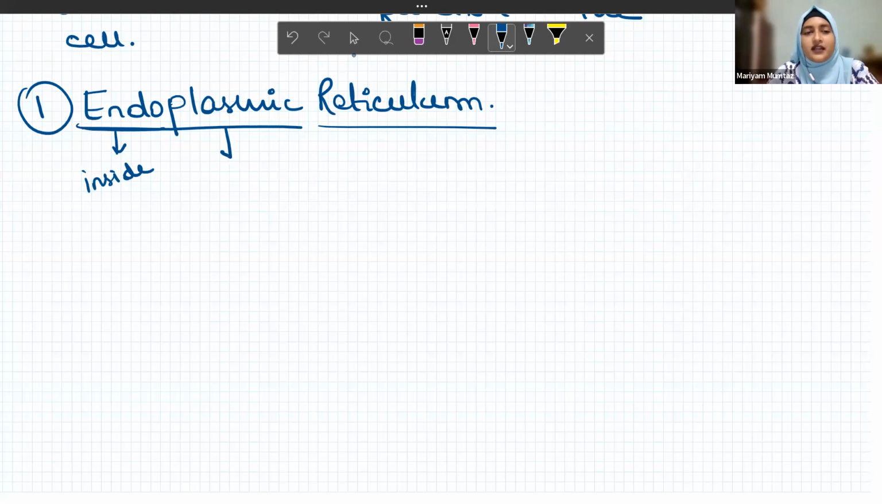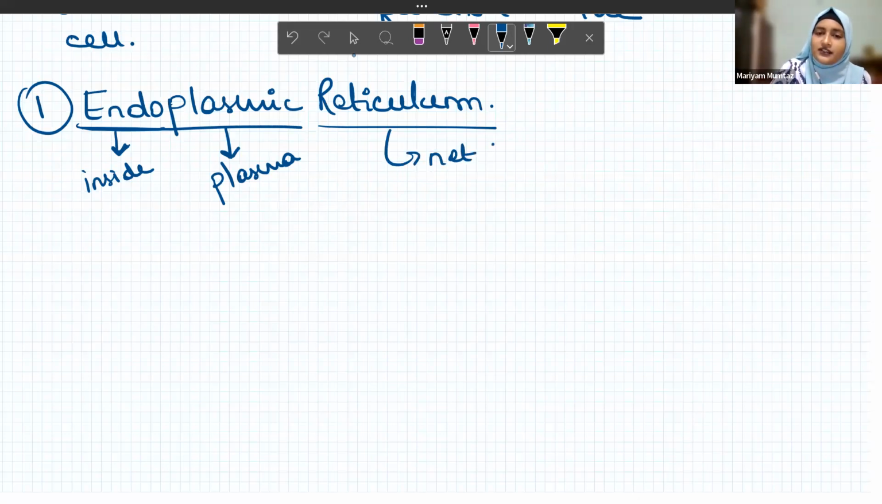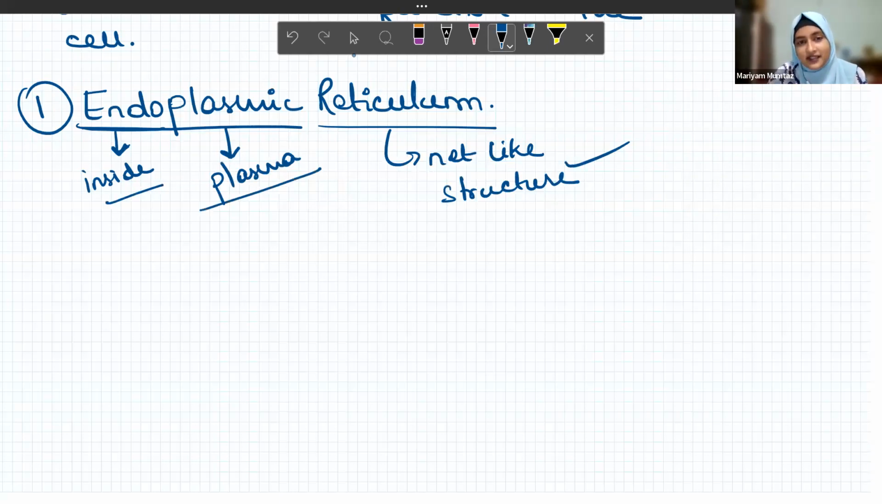What is the meaning of plasmic? What does it remind you? Ma'am, fluid-like. Fluid-like, correct, which is the plasma, isn't it? The plasma of the cell. So, endoplasmic, meaning inside the plasm, what is there? A reticulum. And what is a reticulum? A reticulum is basically a net-like structure. So, a net-like structure that is present inside the plasma is known as the endoplasmic reticulum. Clear?